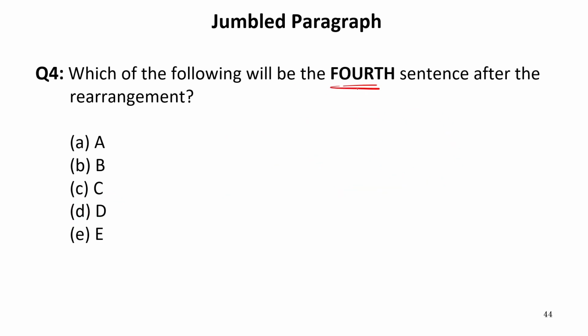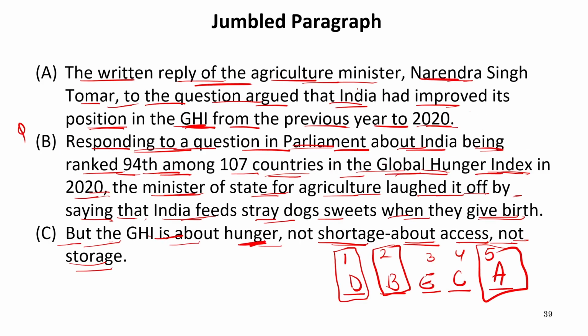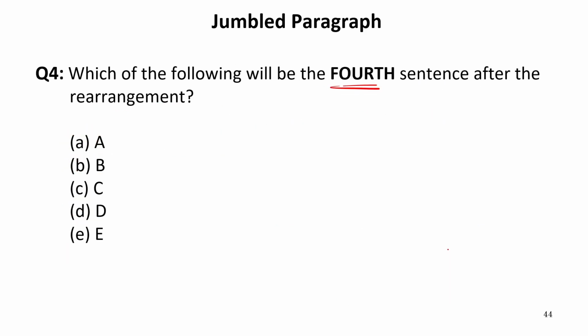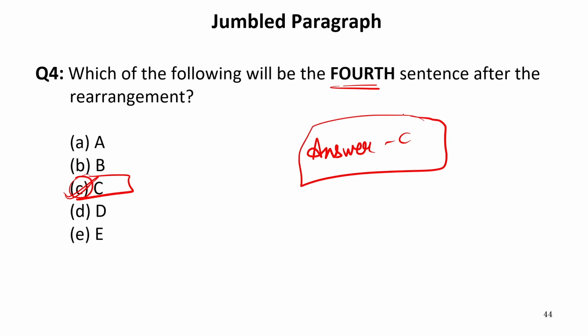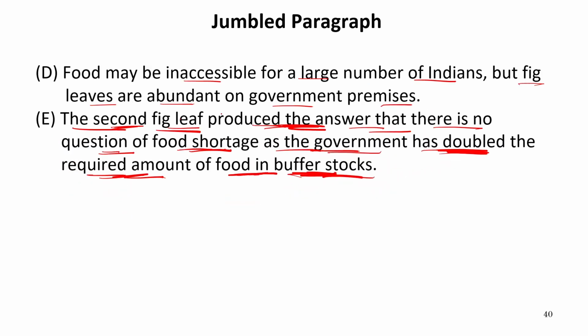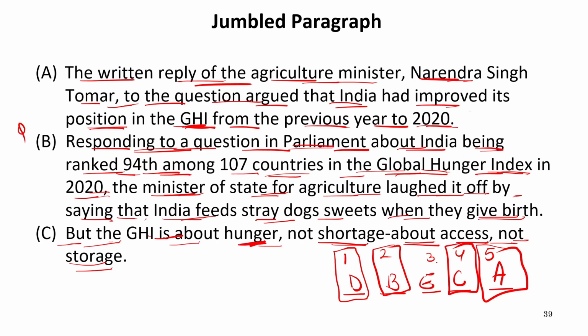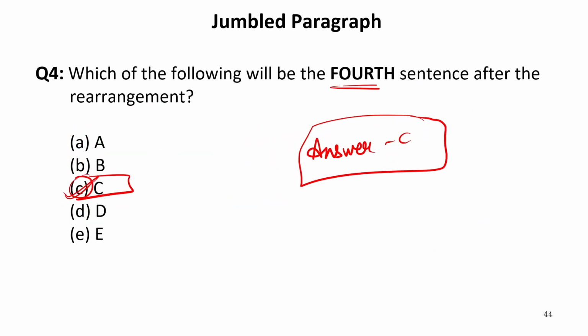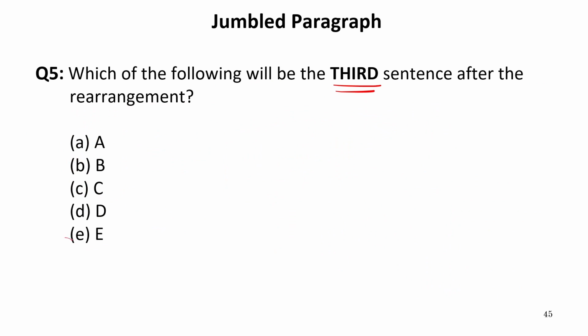That is the fourth sentence after rearrangement. The fourth sentence is C. Now let us see it in the options. As expected, it is given in option C. So our answer is C. Now let us move to the next one. That is the third sentence after rearrangement. Third is E. Now let us see in which option this E has been written. E is written in option E. So our answer will be E.